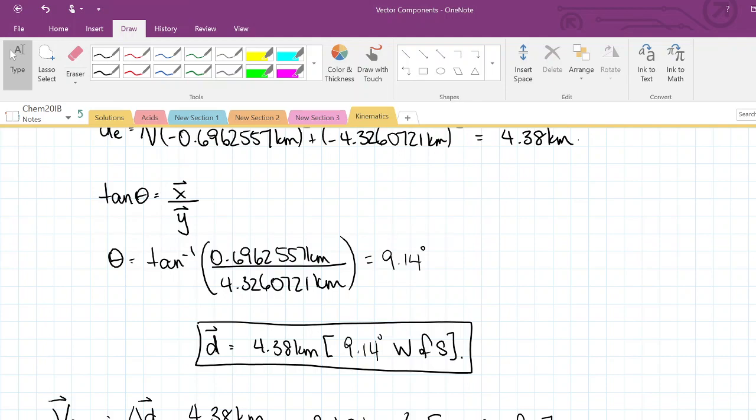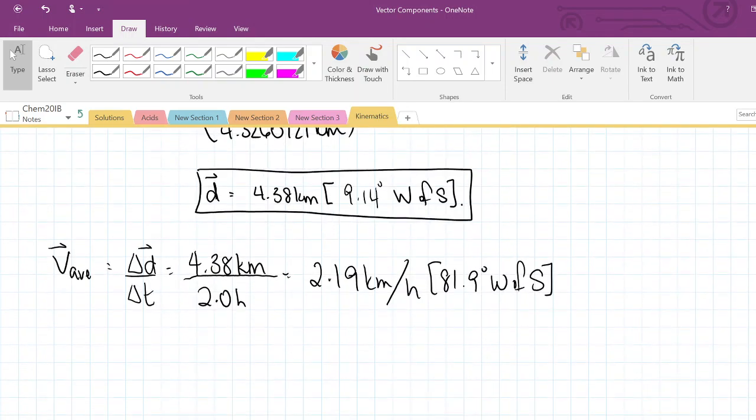Very last thing was to figure out the average velocity. I know that I displaced myself 4.38 kilometers in 2 hours, which means that my average velocity is 2.19 kilometers per hour at 9.14 degrees west of south. So that's a typical x and y component vector problem.